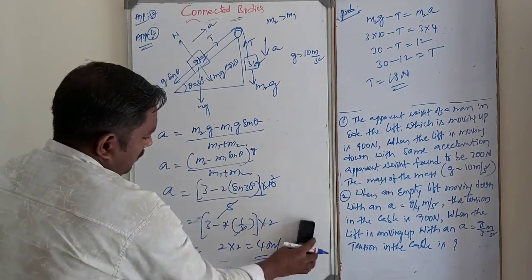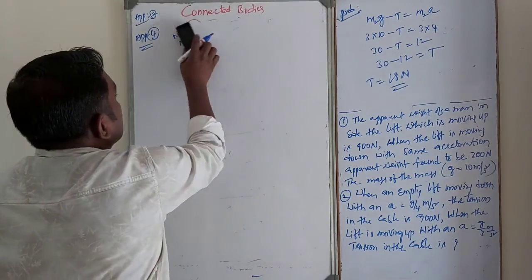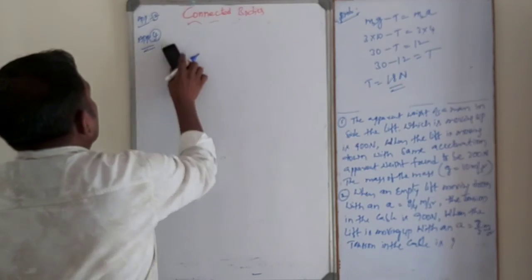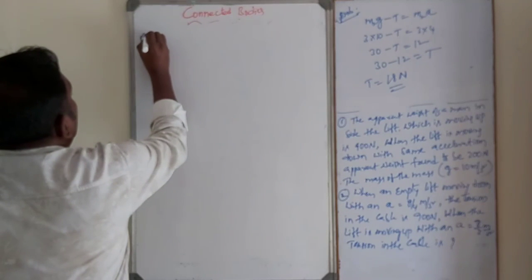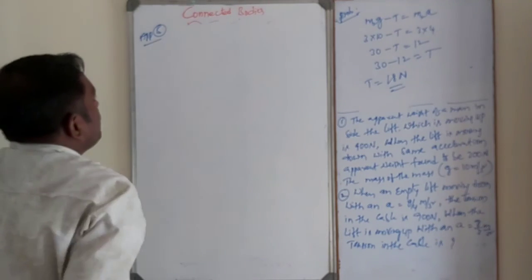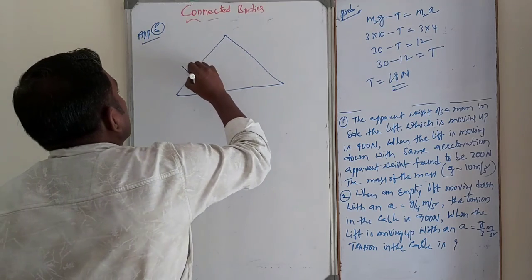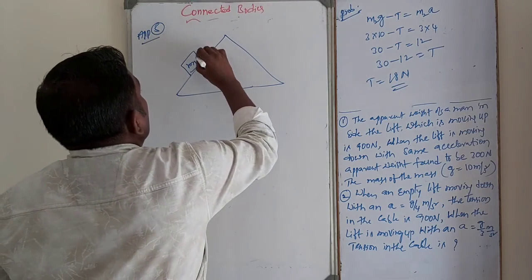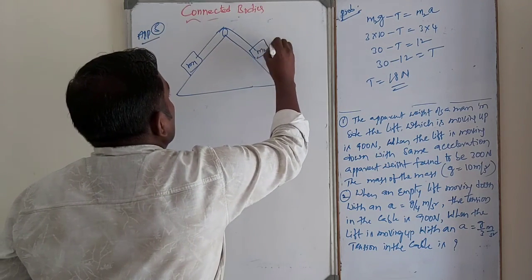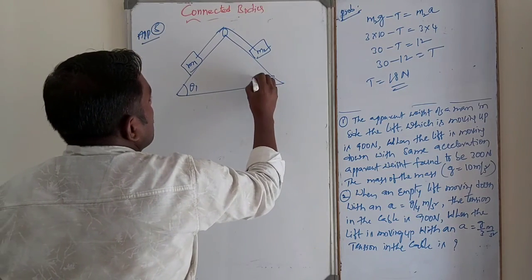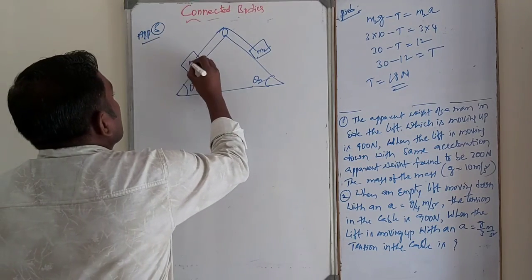Okay, next one. One more application like this. M1, m2, this is theta 1, this is theta 2. Okay, this is the m1 massive body.